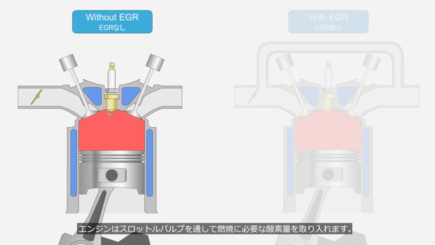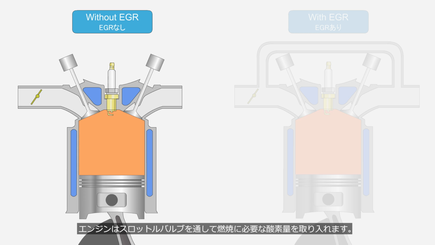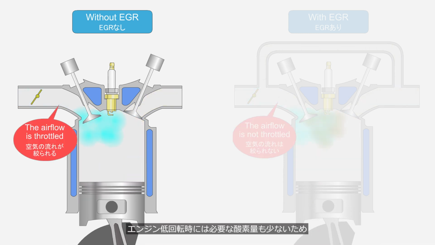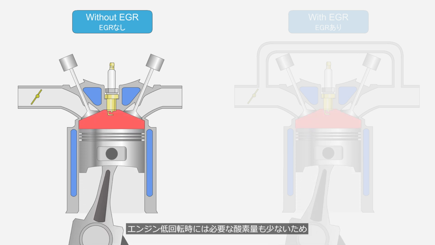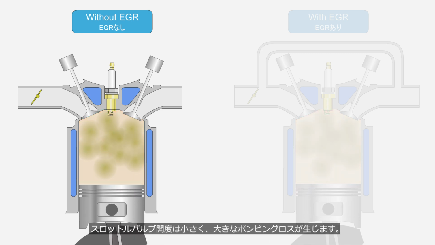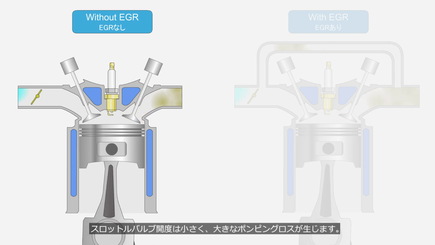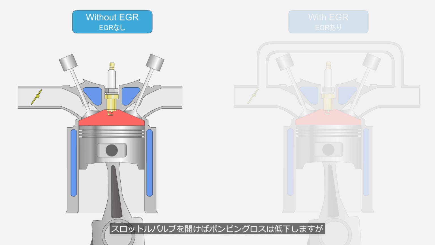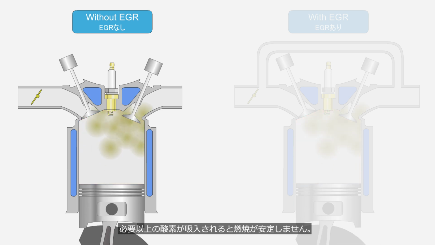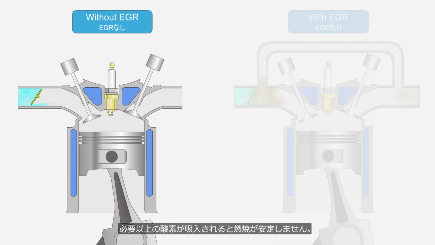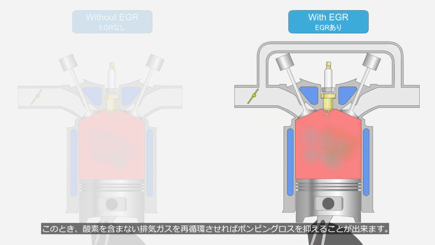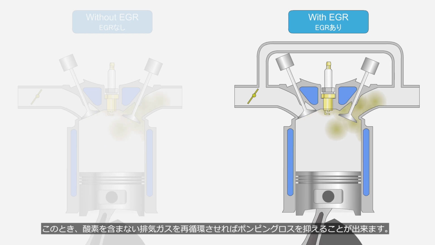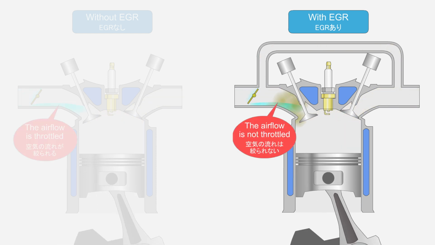The engine takes in the amount of oxygen required for combustion through the throttle valve. At low engine speeds, the amount of oxygen required is also small. So the throttle valve opening is narrow, resulting in significant pumping loss. If the throttle valve is open wider, the pumping loss can be reduced, but too much oxygen can cause unstable combustion. At this point, recirculating exhaust gases that do not contain oxygen can help reduce pumping loss.